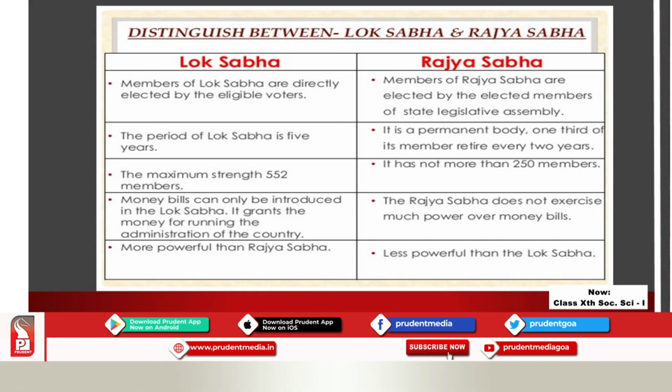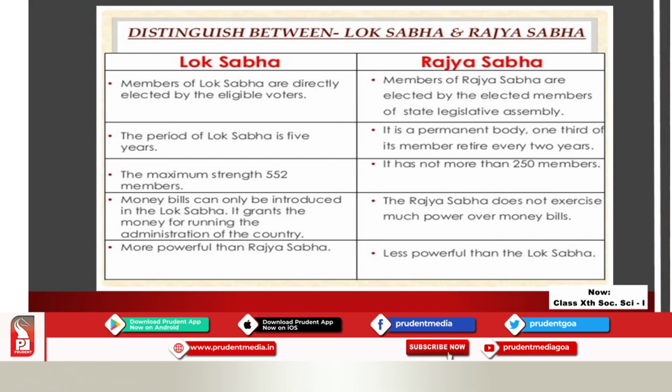Okay. The maximum strength of Lok Sabha is 552. On the other hand, the maximum strength of Rajya Sabha is 250. Money bills can only be introduced in Lok Sabha. Okay. Money bills can never be introduced in Rajya Sabha. On the other hand, the Rajya Sabha does not have any power to introduce money bills. The Lok Sabha is more powerful than the Rajya Sabha.